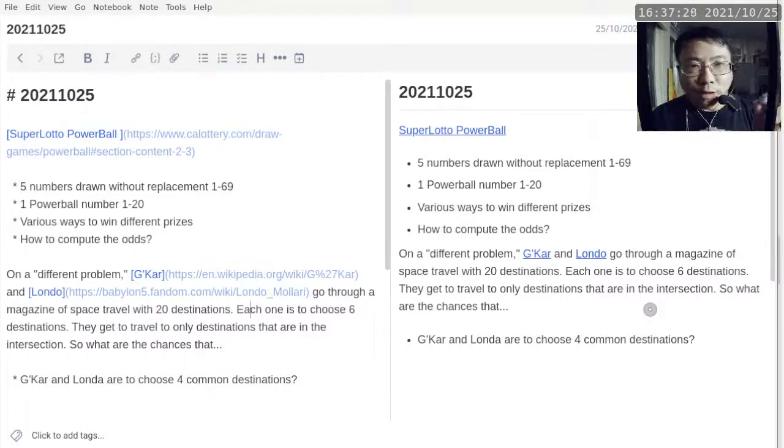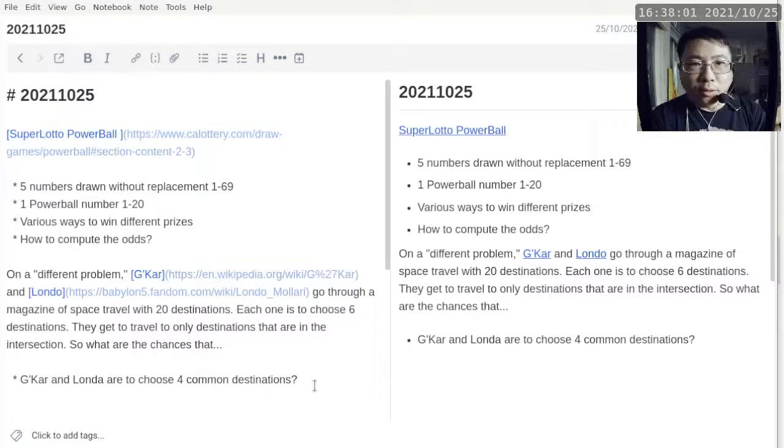Remember omega, which is the set of all possible outcomes, and then your event set would be the elements within the omega. In other words, it's a subset of omega, but those would be the events, the things that you are interested in. So in this case, the things that we are interested in would be all the possible cases where Jakar and Londo would choose 4 common destinations. All of those are special to us. So what are we going to do next?